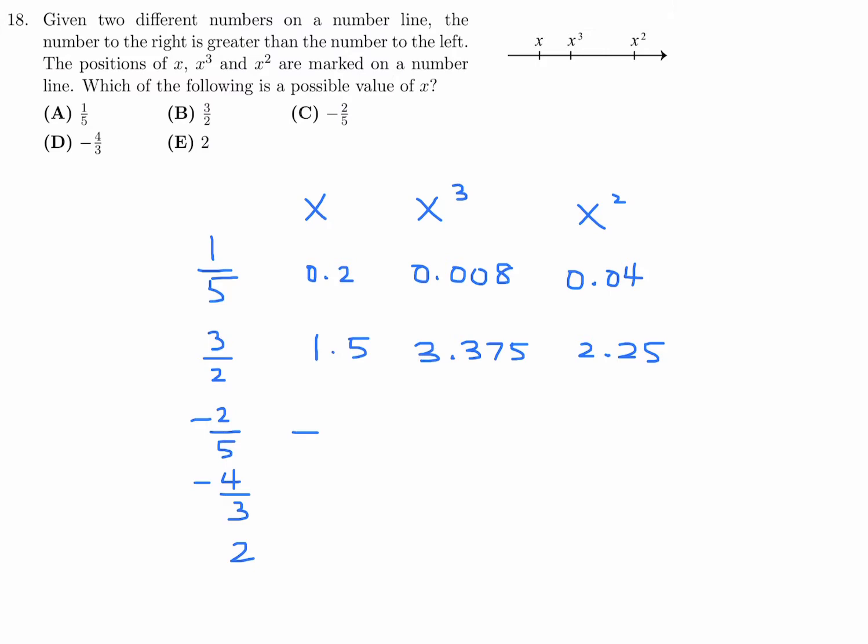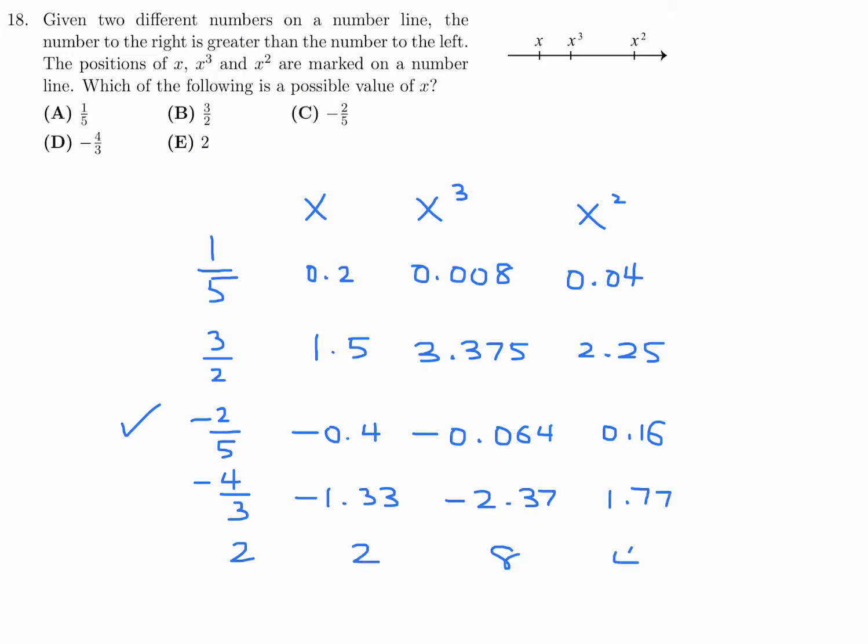How about negative 2.5? 0.4, negative 0.064, 0.16. This meets the criteria. And just for the sake of completion, 1.33, minus 2.37, 1.77 does not meet criteria. 2, 8, and 4 does not meet criteria. The only one that does is 2 over 5, negative, and therefore, number 18, the answer is C.